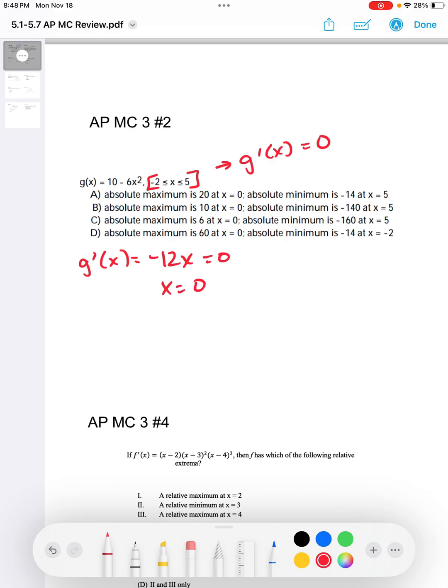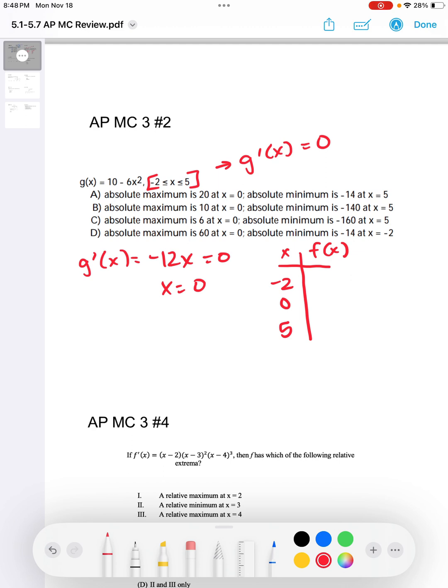Now, these are asking for absolutes, not relatives. So remember, on every closed interval, as long as the function is continuous, we can guarantee to have an absolute minimum and an absolute maximum. It could be at the endpoints, or it could be at that critical number. So we're going to take my endpoints, -2 and 5, and the critical numbers that fall in that interval, which is 0 in this case.